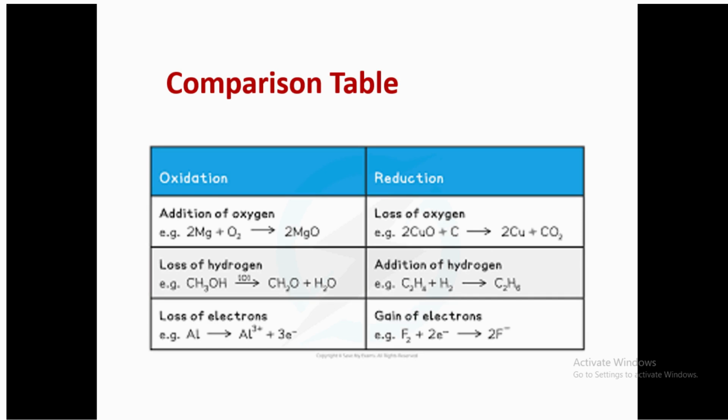In the next step, in oxidation, there is the loss of hydrogen, like CH3OH. In the oxidation process, it releases hydrogen that forms a water molecule, while in reduction, there is the addition of hydrogen. For example, when C2H2 reacts with hydrogen, it forms C2H6. In oxidation, there is also the loss of electrons. For example, aluminium during oxidation releases three electrons. While in reduction, iron gains the electrons and converts into iron atoms.